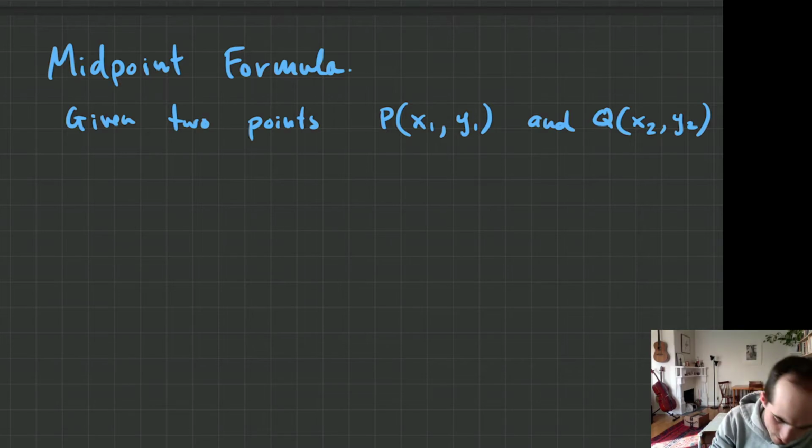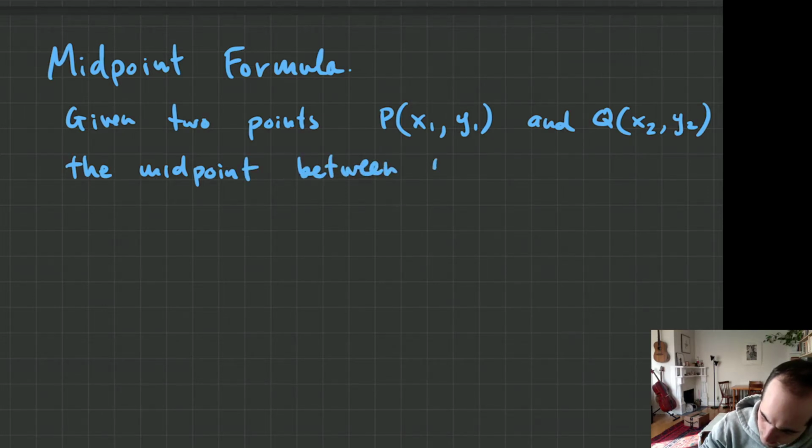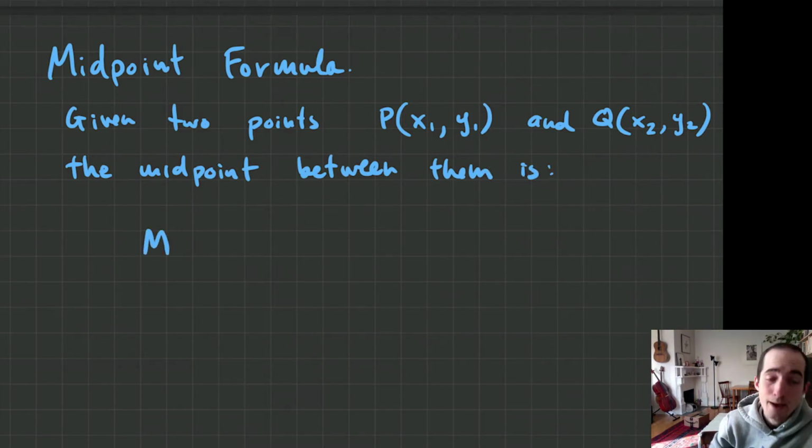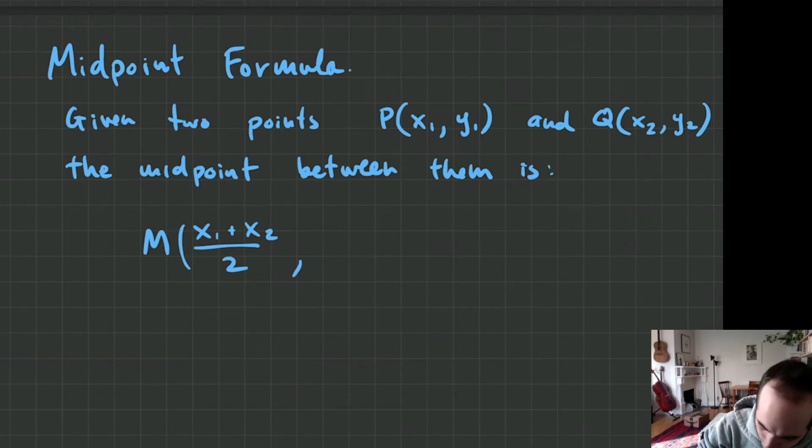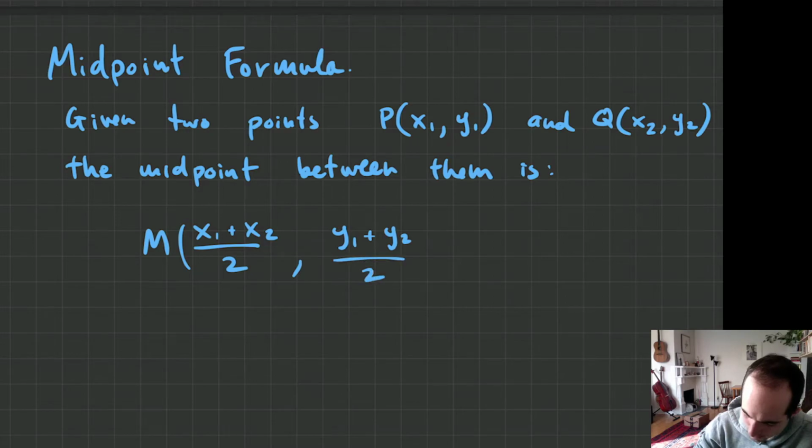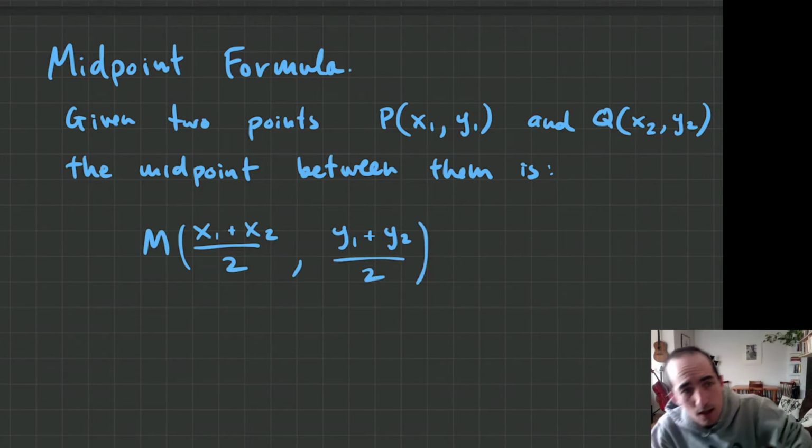So given these 2 points, the midpoint between them is, I'm going to call that M. M stands for midpoint, and it's going to have the following coordinates. I'm going to take the average of the x's, x1 plus x2 divided by 2. That's how you calculate average. And then I'm going to do the same thing with the y's. I'm going to take the average of the y's. So I'll take y1 plus y2 and divide that by 2. And that's the midpoint. And that's really all there is to it.